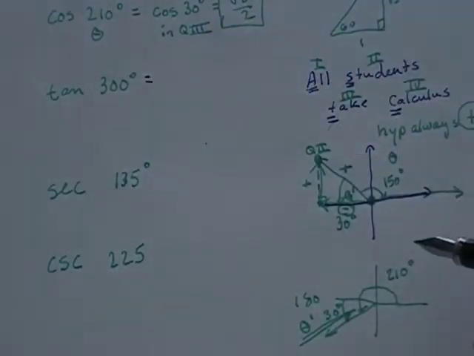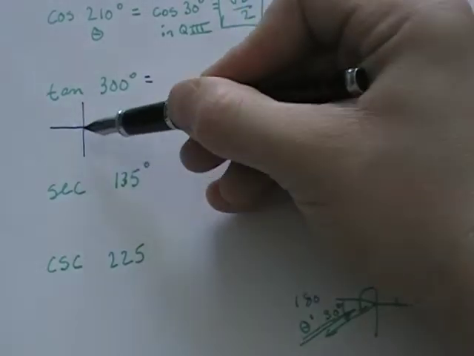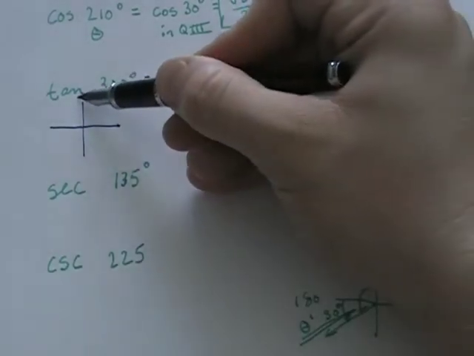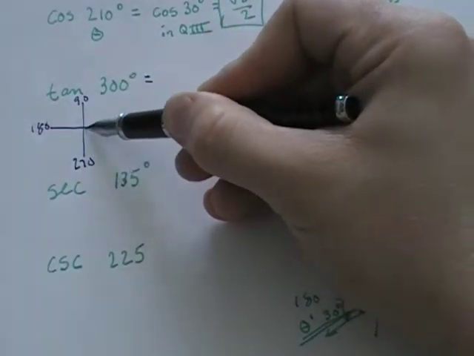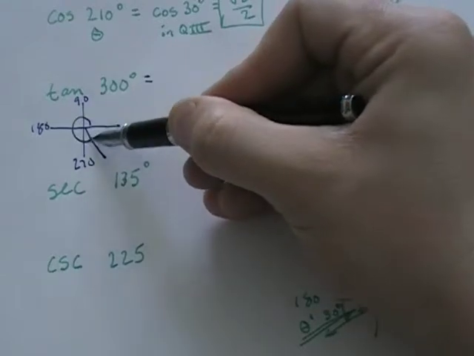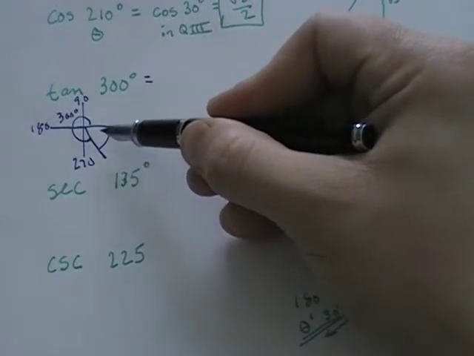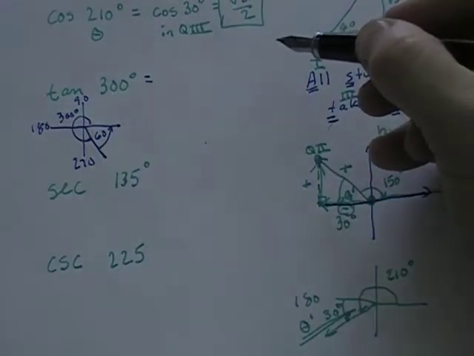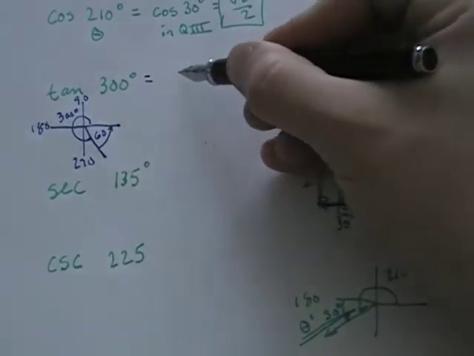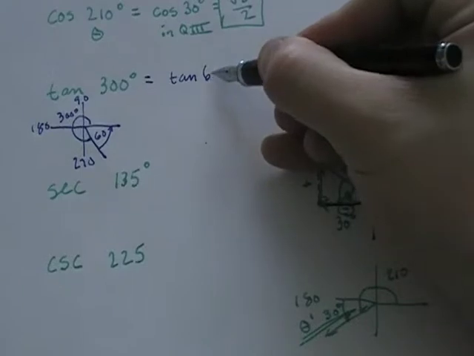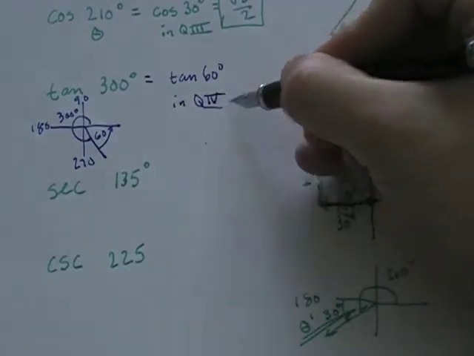The tangent of 300, and again, somewhere off to the side, somewhere mentally, somewhere you've got to find where is 300. And you really should know that's 90, that's 180, that's 270. So where's 300? 300's here. 300 is here. 300 degrees. What's that make this angle here? That makes it 60. Guess what that is? That's the closest x-axis. My reference angle is 60. So this is tangent of 60 in quadrant 4.